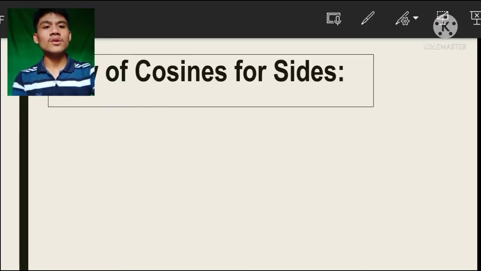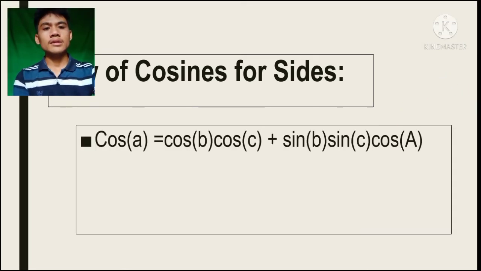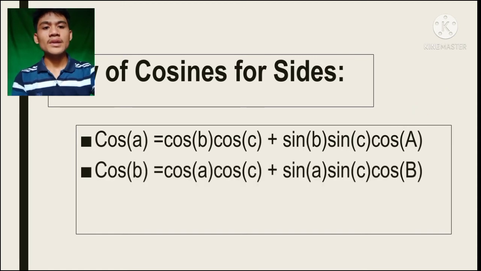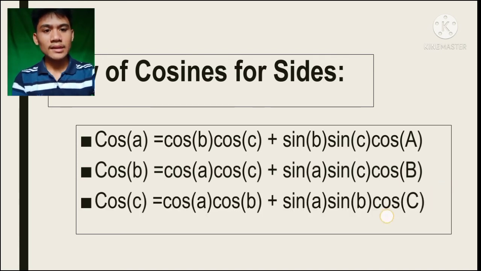Next is the law of cosines for sides. These would be the given formulas. First, cosine a is equal to cosine b cosine c plus sine b sine c cosine A. Next is cosine b is equal to cosine a cosine c plus sine a sine c cosine capital B. Last would be cosine c is equal to cosine a cosine b plus sine a sine b cosine capital C, or angle C.